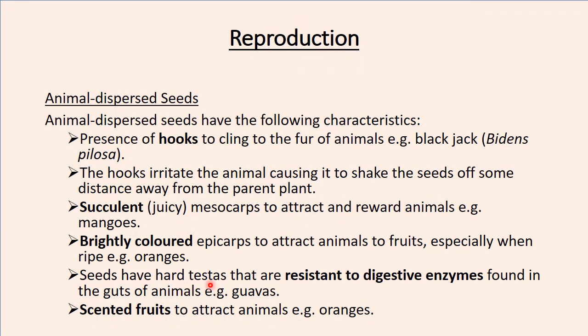Seeds have hard testas that are resistant to digestive enzymes found in the guts of animals. So for example, guavas, as you are eating, we eat together with seeds. As you are eating with seeds, those seeds are very hard because of their testas. They cannot be broken down by enzymes. So when you go to help yourself, you throw them. In the process, you are encouraging dispersal. They also have scented fruits to attract animals, e.g. oranges. Just because of that scent, it attracts animals. They eat the orange, they disperse it in the process.